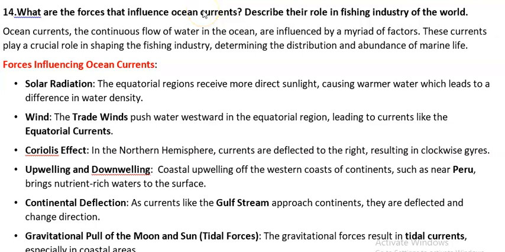What are the forces that influence ocean currents? Describe their role in fishing industry of the world. Two parts to this question. What causes ocean currents and how ocean currents cause an impact on the fishing industry of the world.